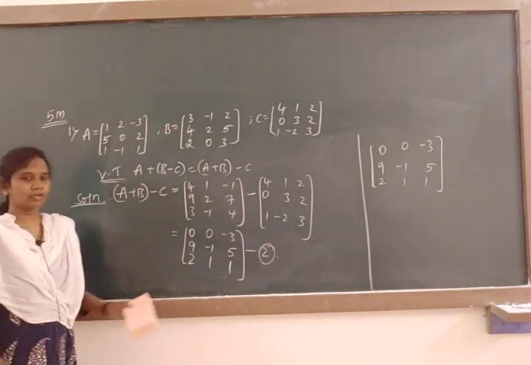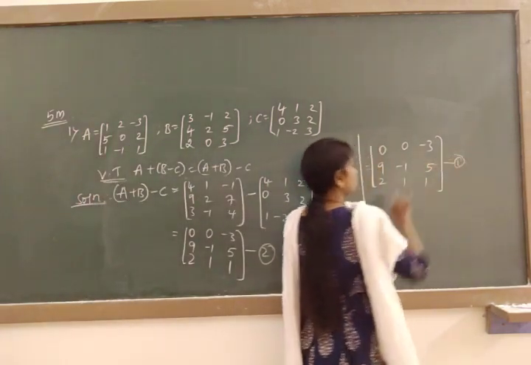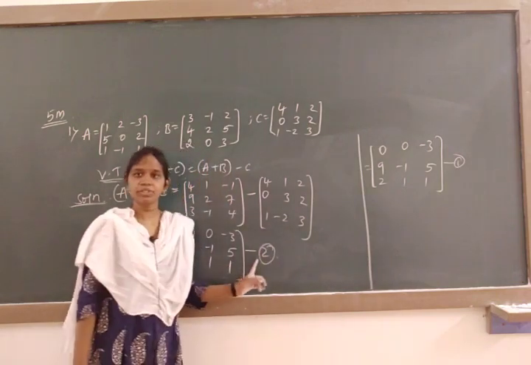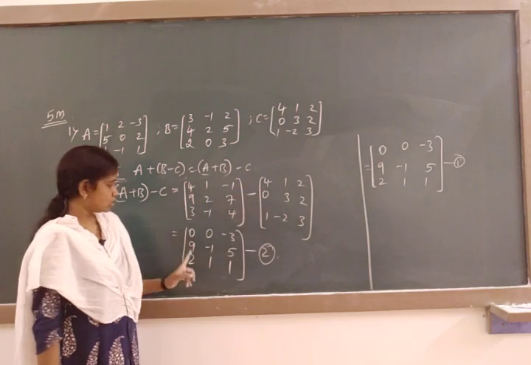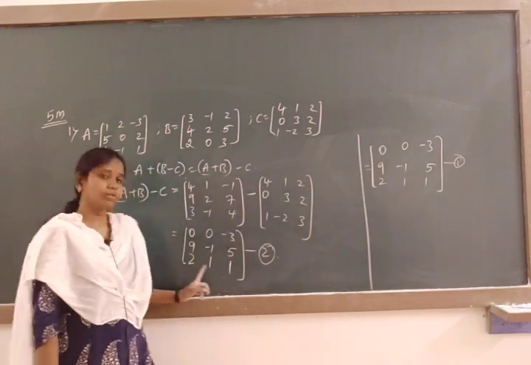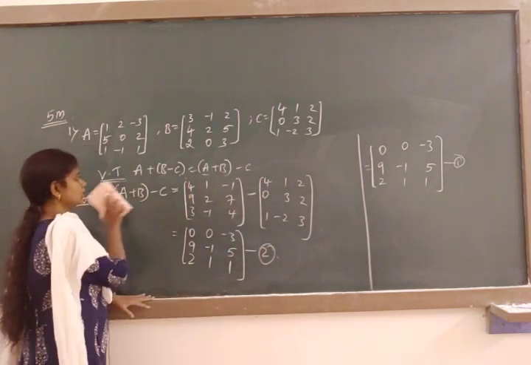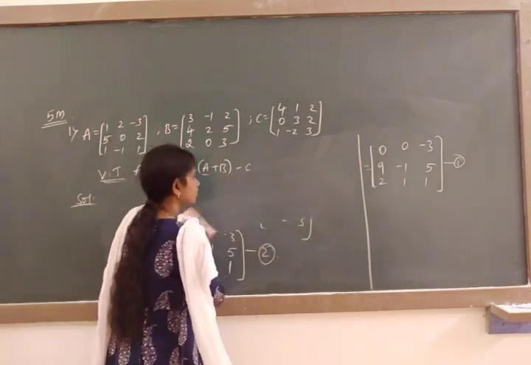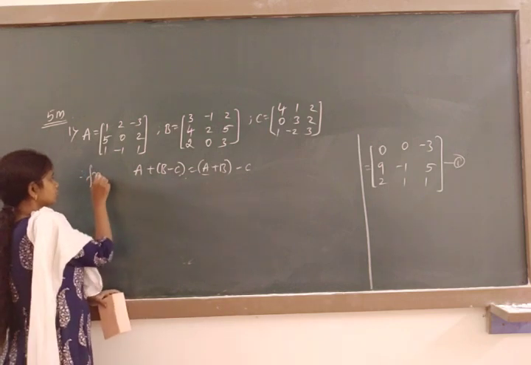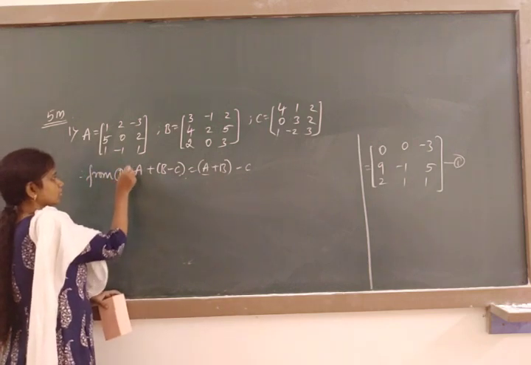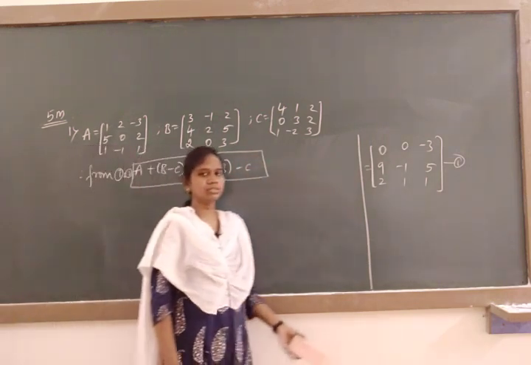This is equation 2. I have written equation 1 here. Sorry, this was equation 1. Now check it out. Are the elements of equation 1 and equation 2 the same or not? Check it out. 0, 0, minus 3 first row, 9, minus 1, 5 second row, third row will be 2, 1, 1. Okay. So when equation 1 and equation 2 are the same, then we can call that the question is verified. Therefore from 1 and 2, A plus B of minus C is equal to A plus B minus C.